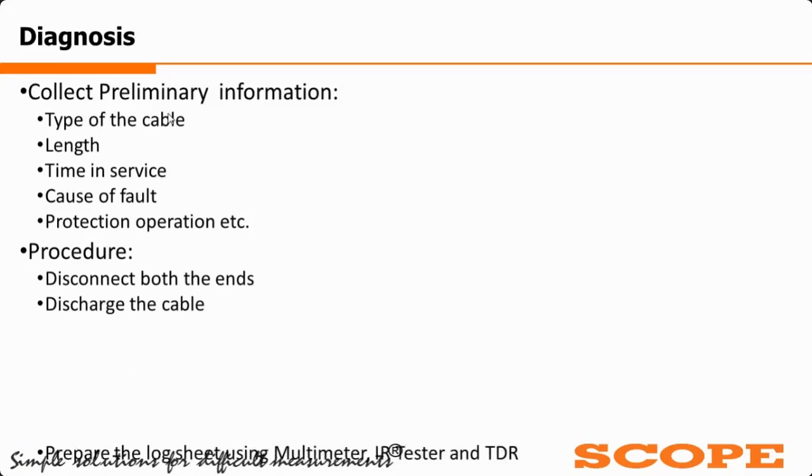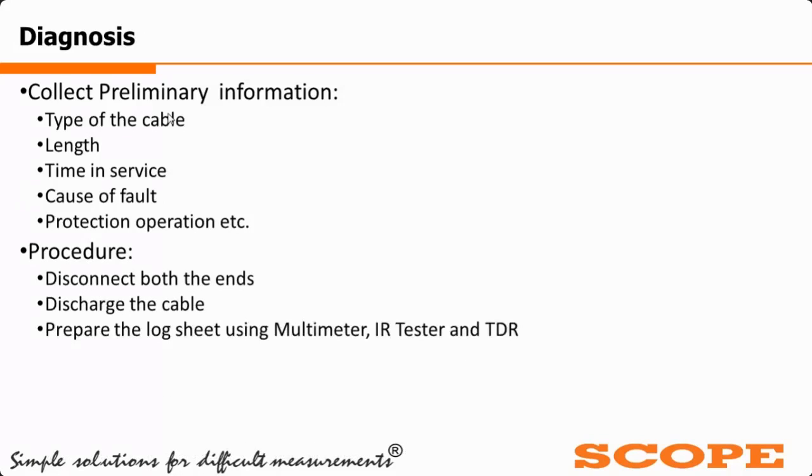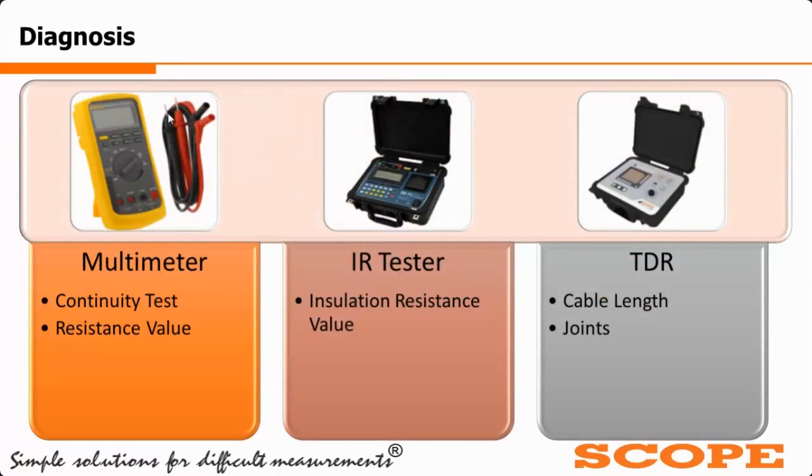After that, what is the exact procedure for diagnosis? We have to disconnect the cable from both the ends. Then we have to discharge the cable with the help of a discharge rod. And after that, we have to prepare a log sheet with the help of a multimeter, IR tester, and TDR instrument. So we will see one by one.